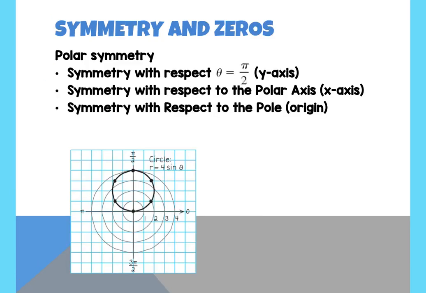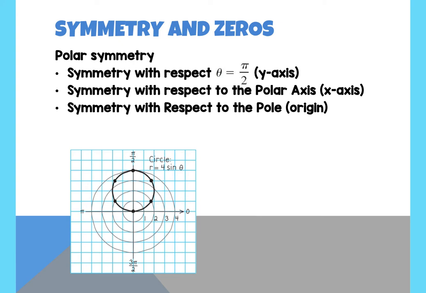All right, so one of the things that we're going to learn about that's going to help us with these graphs and to eliminate all that extra work is symmetry. There's 3 types of symmetry with polar equations, just like everything else. We used to have y-axis, x-axis, and origin symmetry. We don't call it the y-axis, we call it pi over 2. We don't call it the x-axis, we call it the polar axis. And we don't call it the origin, we call it the pole. But it is exactly the same thing.